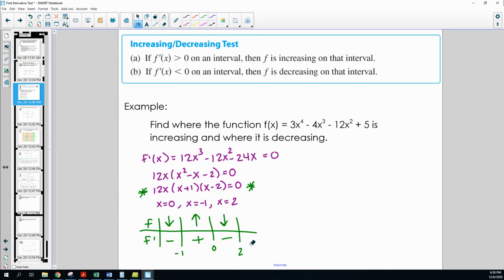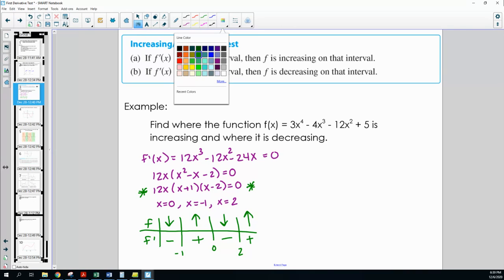And then I have to pick a number greater than 2. So whatever, 3 or 4 or whatever, plug in a number greater than 2. So that's positive, positive, and positive. So this is going to give me a positive. And that's going to be increasing.